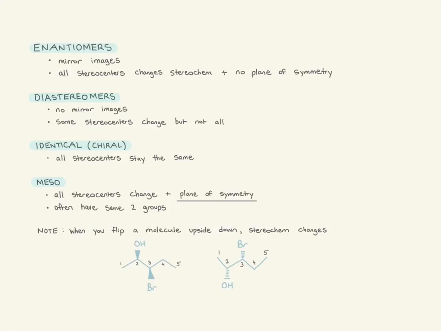What's up, dogs? I'm going to show you how to easily identify enantiomers, diastereomers, identical chiral, and meso. We'll work on some problems, and at the end of the video, there'll be more practice problems. The key is in the description.